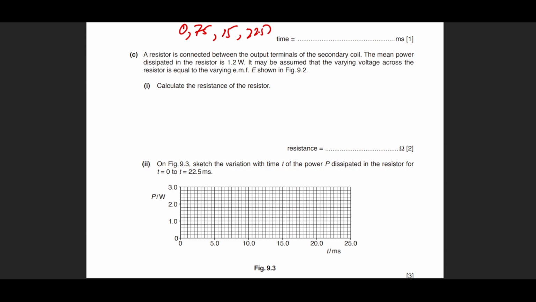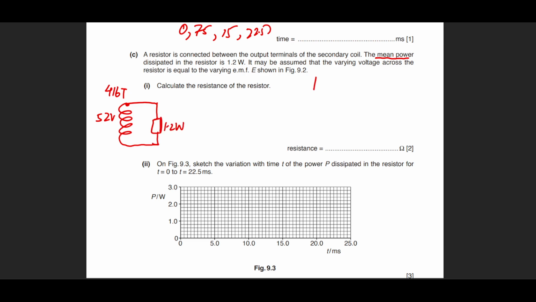He said that a resistor is connected between the output terminals of the secondary coil. Okay, fine. So what's actually happening at the output coil? Let's say this is the output coil of the transformer. This has 416 turns. This has a peak voltage of 52 volts. And the resistor connected has a mean power. Notice that this is a word that's going to cause trouble. The mean power across the resistor has come out to be 1.2 watts.